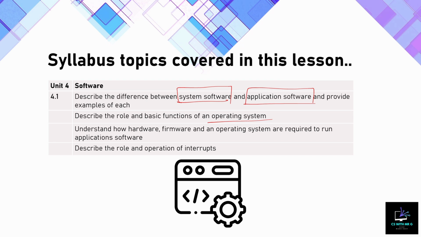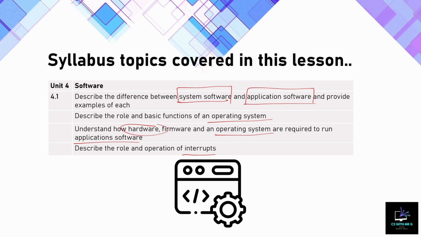We will also look back at Unit 3 and look at how hardware plays a vital role when it comes to the operating system and application software, and how it all works together as one system in order for us as users to perform our everyday tasks. And finally, we're going to look at this term interrupts, describing the role of an interrupt and what happens if our computers are ever interrupted.